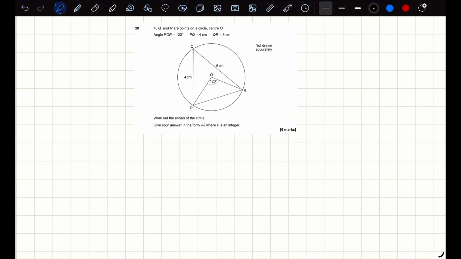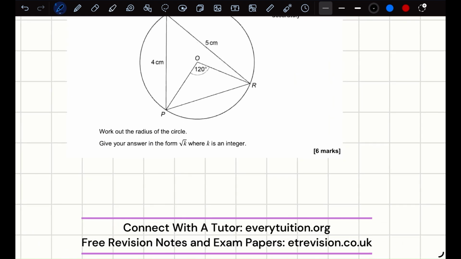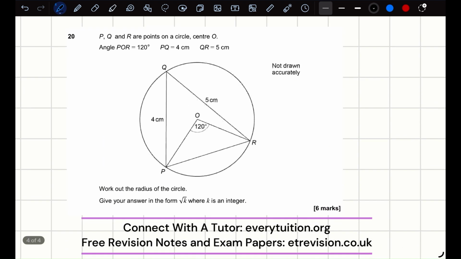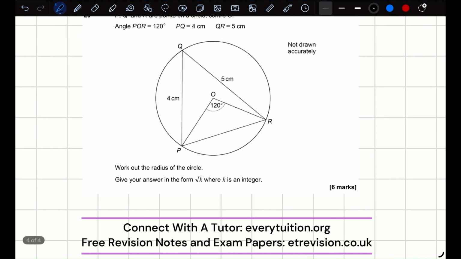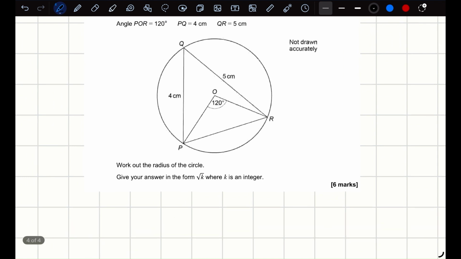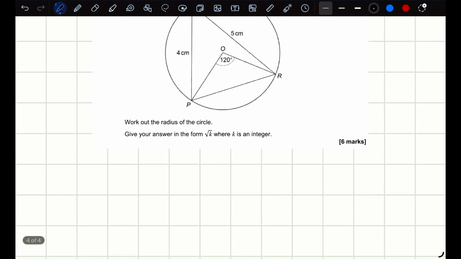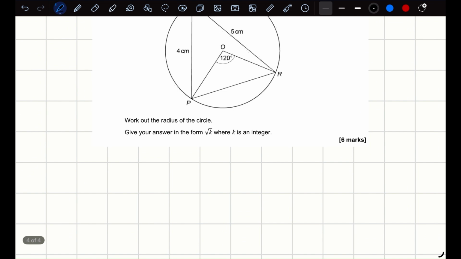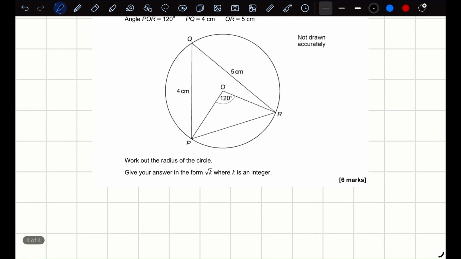I'm going to be going through this GCSE further maths question. The question says, P, Q, and R are points on a circle center O. Angle POR equals 120 degrees. PQ equals 4 centimeters. QR equals 5 centimeters, as we can see in the diagram. Work out the radius of the circle. Give your answer in the form square root k, where k is an integer.